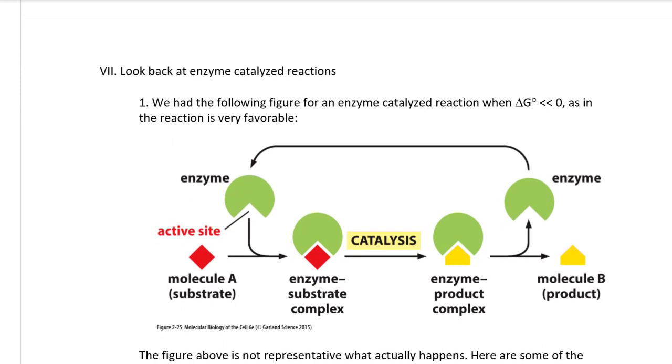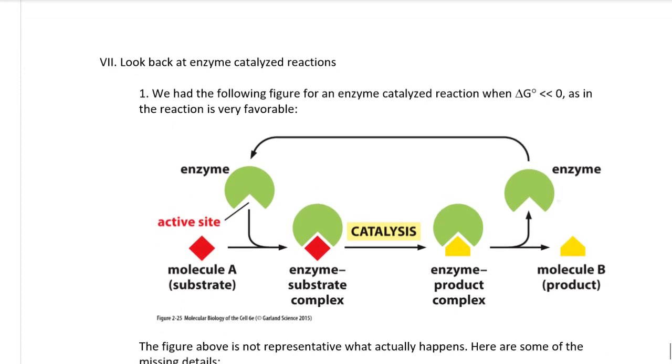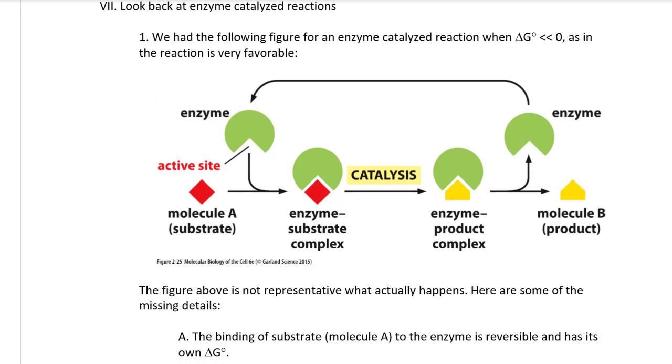So look back at enzyme catalyzed reactions. We had the following figure for an enzyme catalyzed reaction where delta G standard is much less than 0, as in the reaction is very favorable. The reason why delta G standard is much less than 0 is because we have always said that going from this right here to this, meaning transforming the substrate into product, is a single arrow.